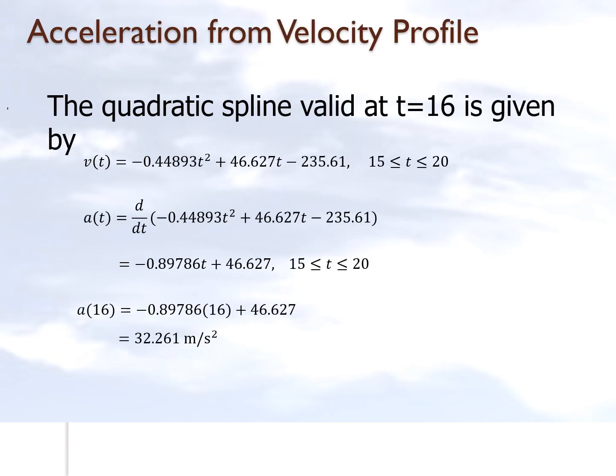So let's see how we can go about doing that. We chose the proper quadratic. We'll take one derivative of the quadratic, and this becomes our acceleration expression, which is valid in the same domain as the velocity expression, between 15 and 20. We want to find the acceleration at 16. All we have to do is put t equals 16 in there, and we get an acceleration of 32.261 meters per second squared.